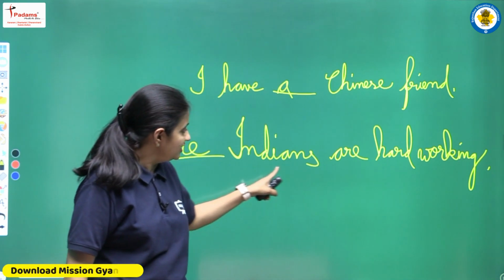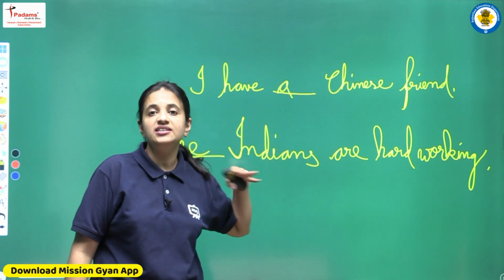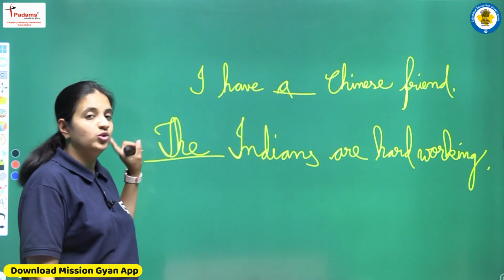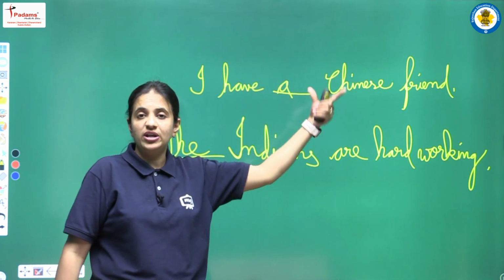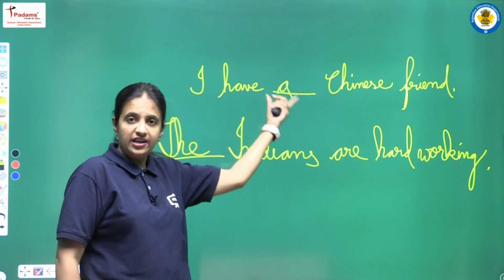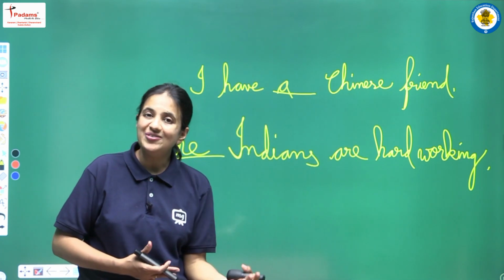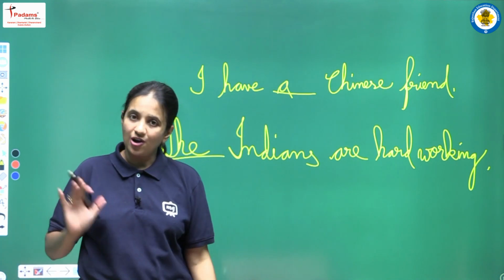If we are having these nationality expressing words in the plural form, then we have to use the. But if we are having these words in the singular form, in the countable noun, then we can use a or an according to the sound that we are having. Alright?